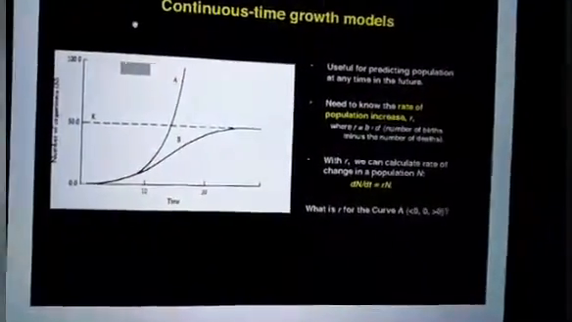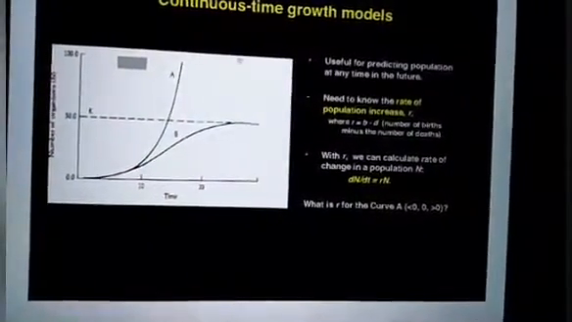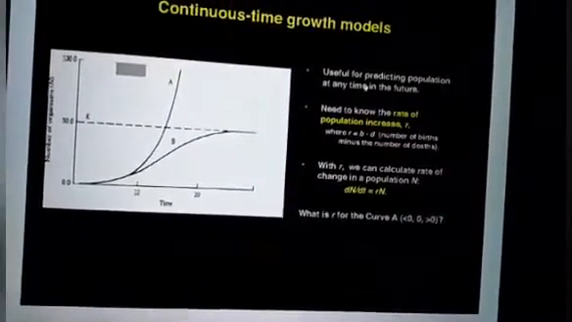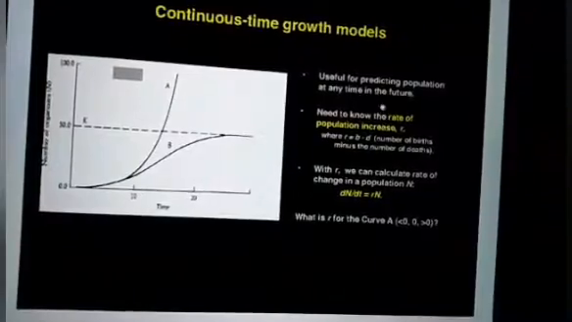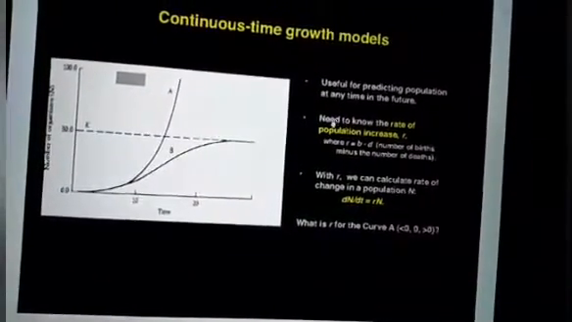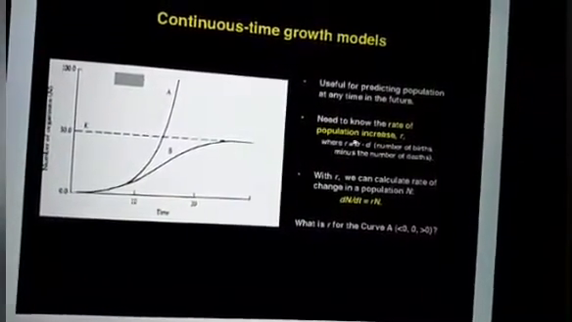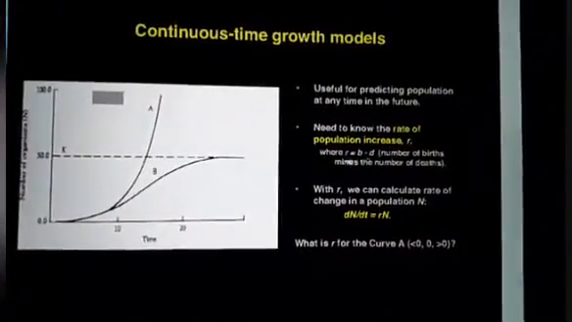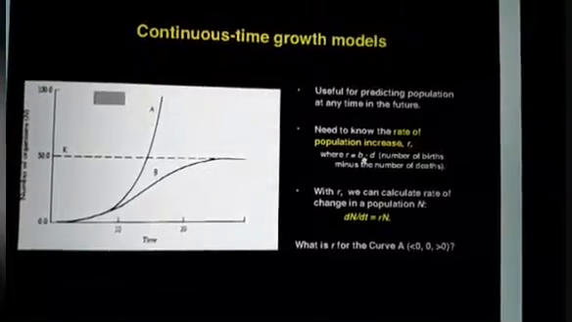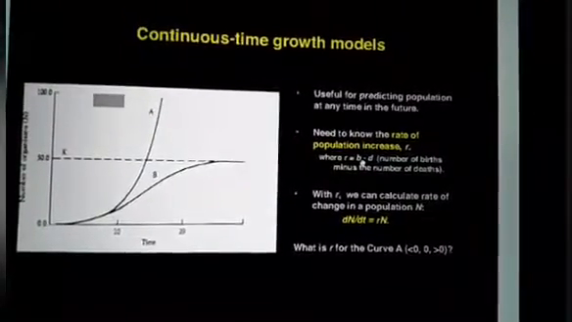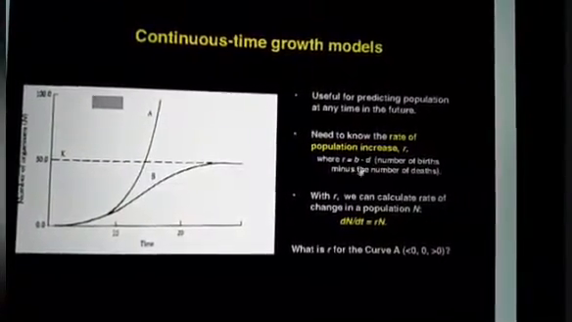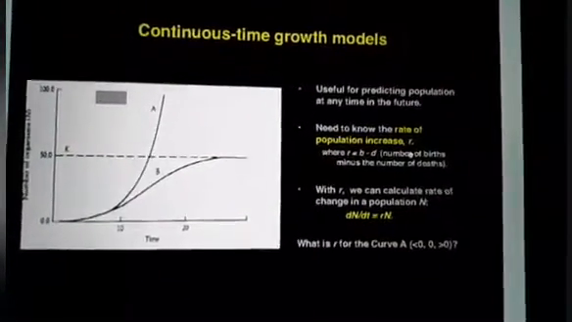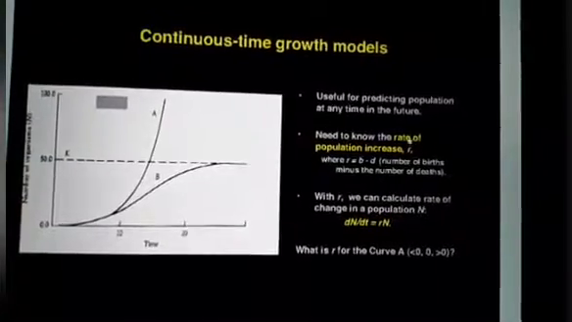And then we have the continuous time growth models. These are said to be useful for predicting population at any time in the future. So you need to know the rate of population increase. You're going to use r = b - d, where b is just the births and d is the number of deaths. So you take this and make it your equation 2.